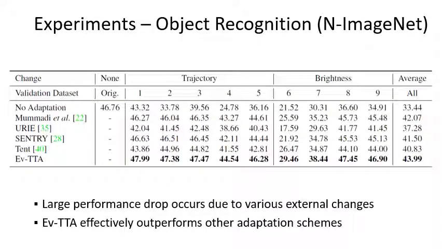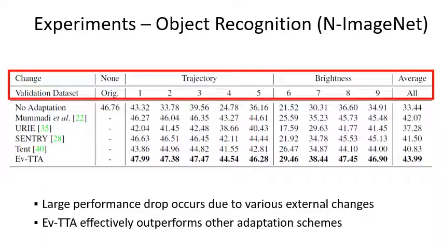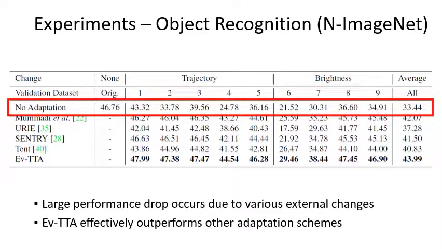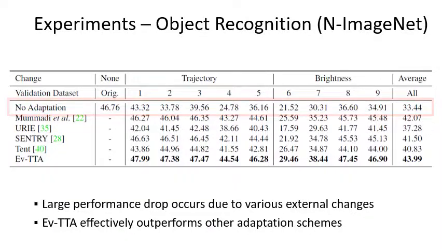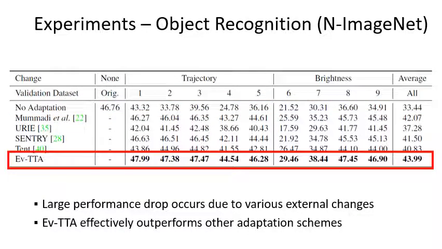Now we will share the experimental results on N-MGNet, which is a classification dataset that contains 9 evaluation splits recorded under various camera trajectory and brightness changes. The table shows the classification accuracy in N-MGNet using various adaptation methods. First, performance drop is evident in the no adaptation scenario due to the domain gap from external changes. As we can observe in the last row, Ev-TTA recovers the classification performance in most N-MGNet variants and outperforms other competing methods.